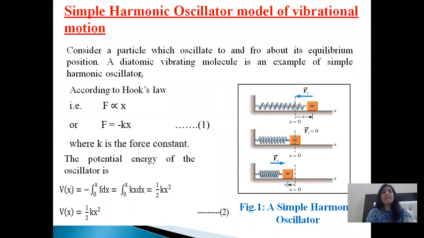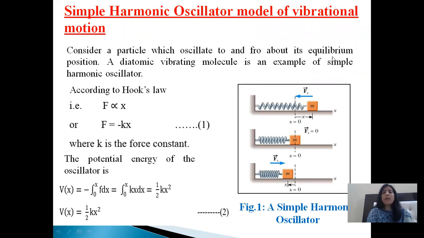So, for this, let us consider a particle which oscillates to and fro about its equilibrium position. For example, a pendulum in a clock oscillates to and fro about its equilibrium position. Equilibrium position is the position at which the particle is at rest, at which the attractive force becomes equal to the repulsive force. A diatomic vibrating molecule is an example of a simple harmonic oscillator.